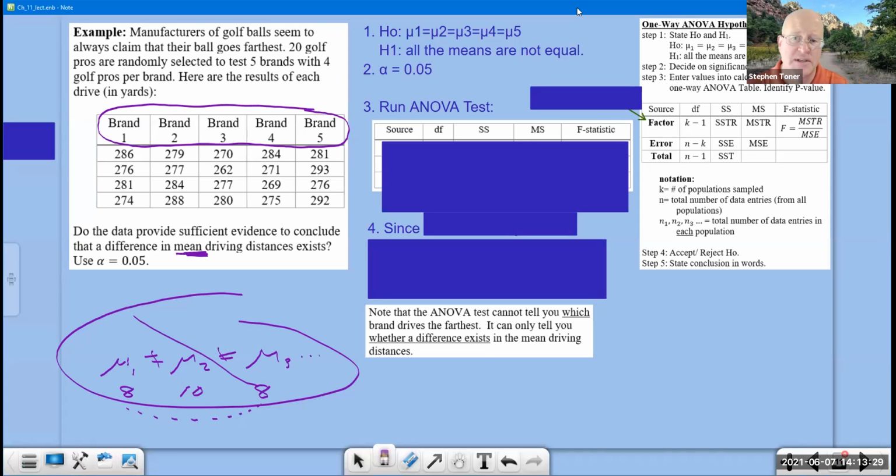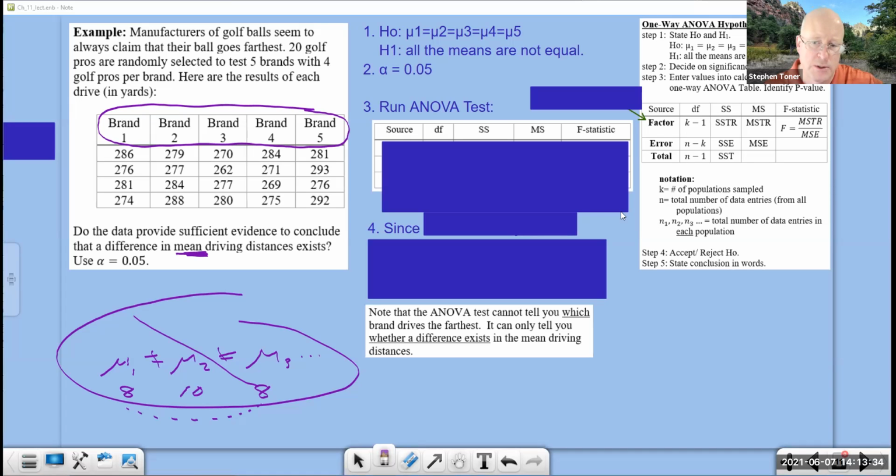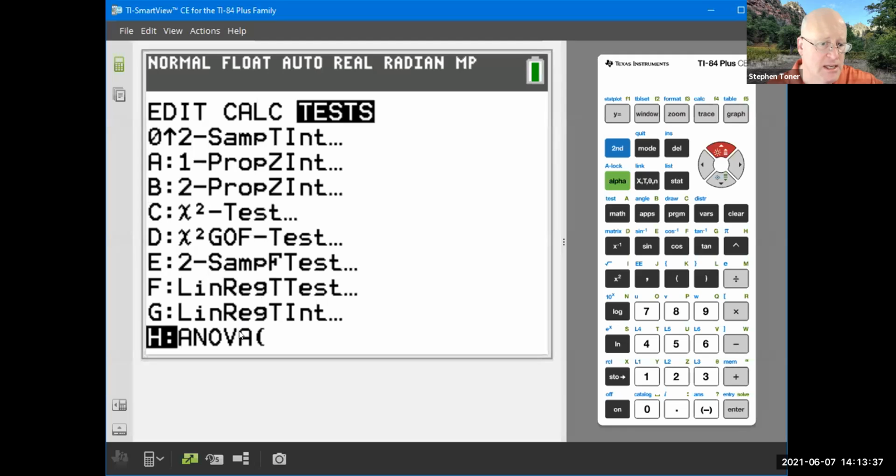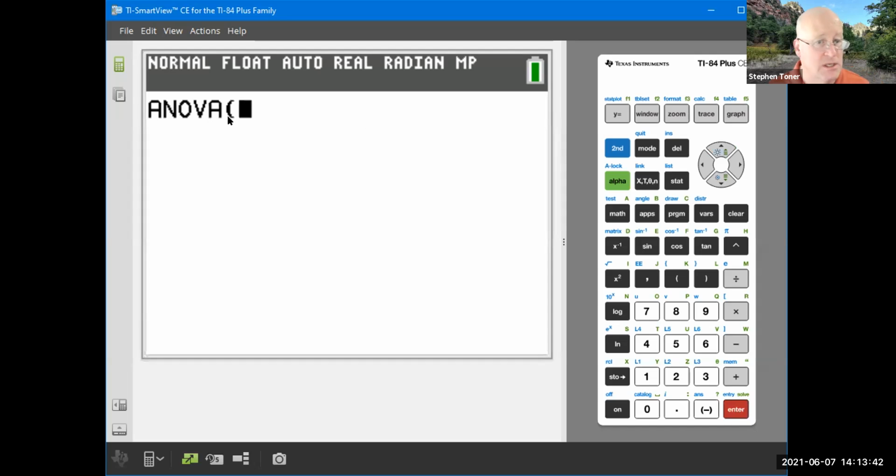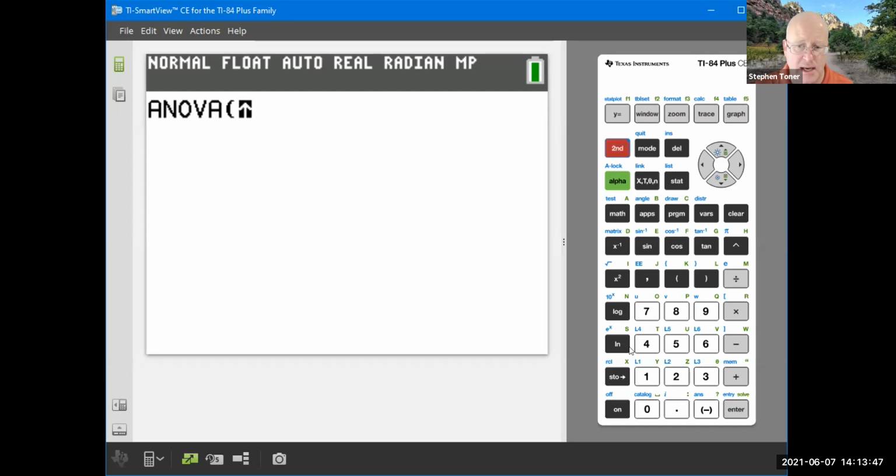Now, after you have typed all of these into your calculator, you are going to go to the bottom of your test menu where it says ANOVA, hit enter, and then it's just going to give you an open parentheses and you need to know what to do. You are going to say second L1, comma, second L2, comma, second L3, comma, second L4, comma, second L5. However many lists you did, you need to tell the calculator, these are the lists that I'm working with.